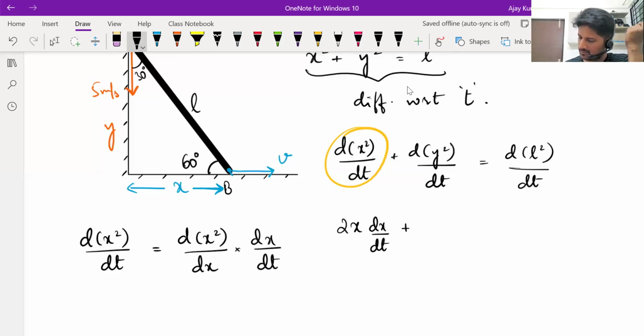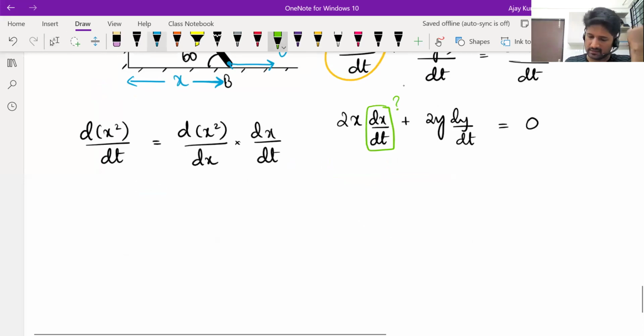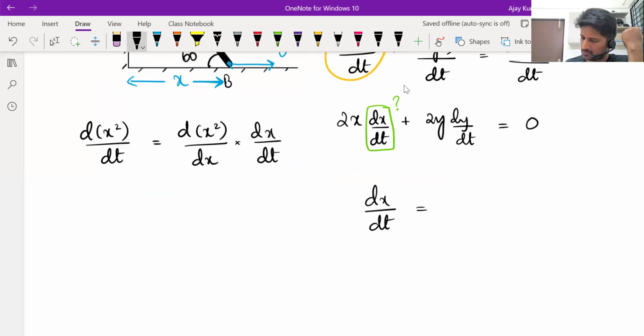Plus the second term will become 2y dy by dt equal to, now L is a constant, L square will also be a constant. The derivative of a constant with respect to any variable is 0 itself. What we are looking for is this. So let's keep that on one side and write the other terms on the other side. You can say that dx by dt is equal to, the 2's get cancelled, send it that side, minus y divided by x dy by dt.